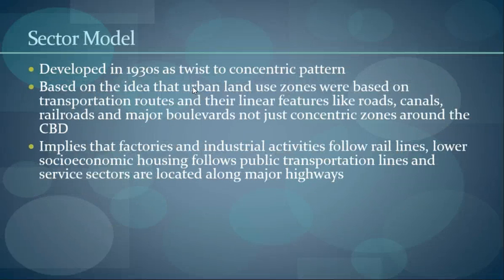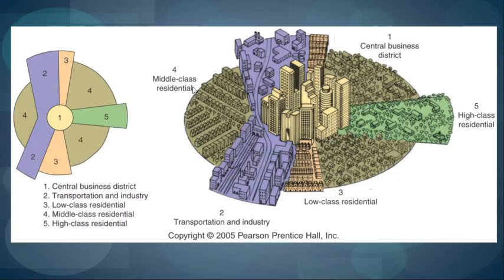And this was developed in the 30s. And it's a modification of the concentric pattern, and it's based on the idea that land use zones are going to be adjacent to transportation routes, okay? And so it's going to imply that factories and industrial activities are always going to follow those transportation routes, as does lower socioeconomic housing, by the way, in this.